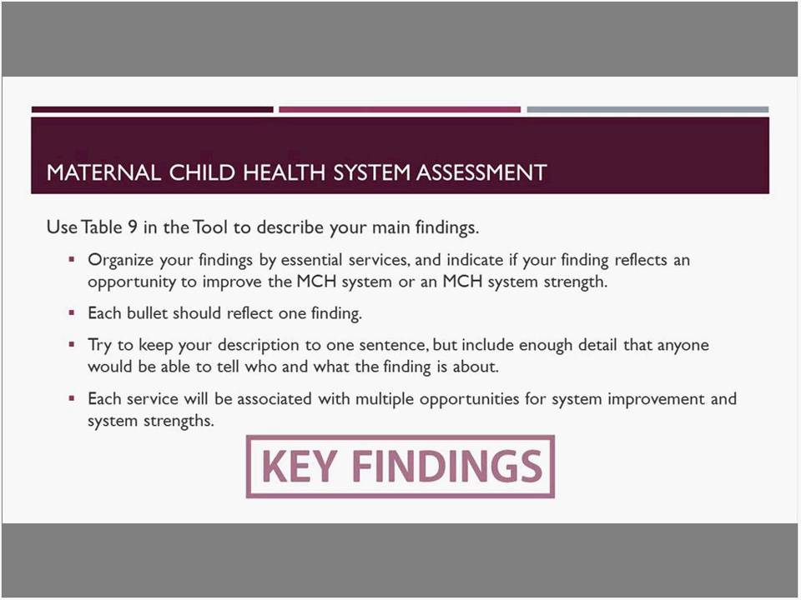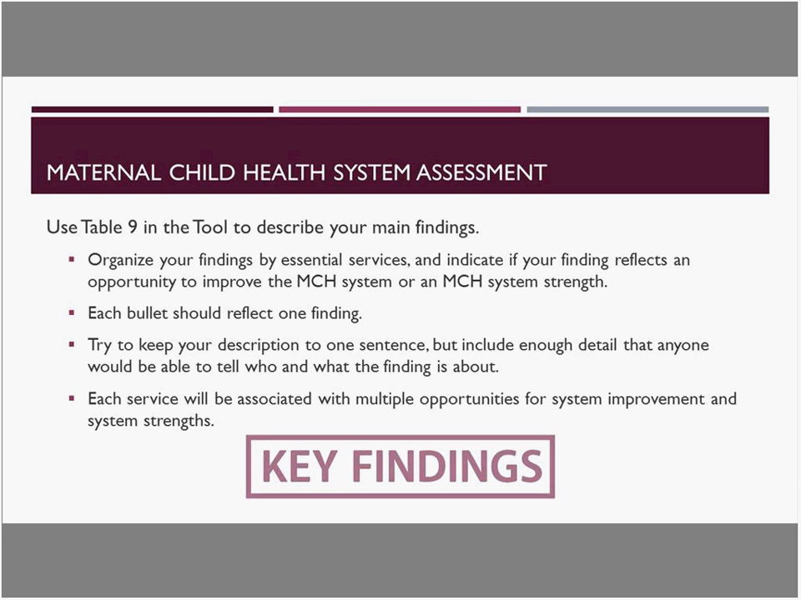After you complete this process, in whatever way you choose to complete it, you'll describe your findings using Table 9 in the tool. And you'll organize your findings by the essential services and indicate if your findings are reflecting an opportunity for improvement or a system strength. As we've talked about with the other assessments, we suggest that you describe each finding as one bullet and keep that description to one sentence, but include enough detail that anyone can understand what you mean. We would anticipate that each service would be associated with multiple opportunities for improvement and multiple system strengths.